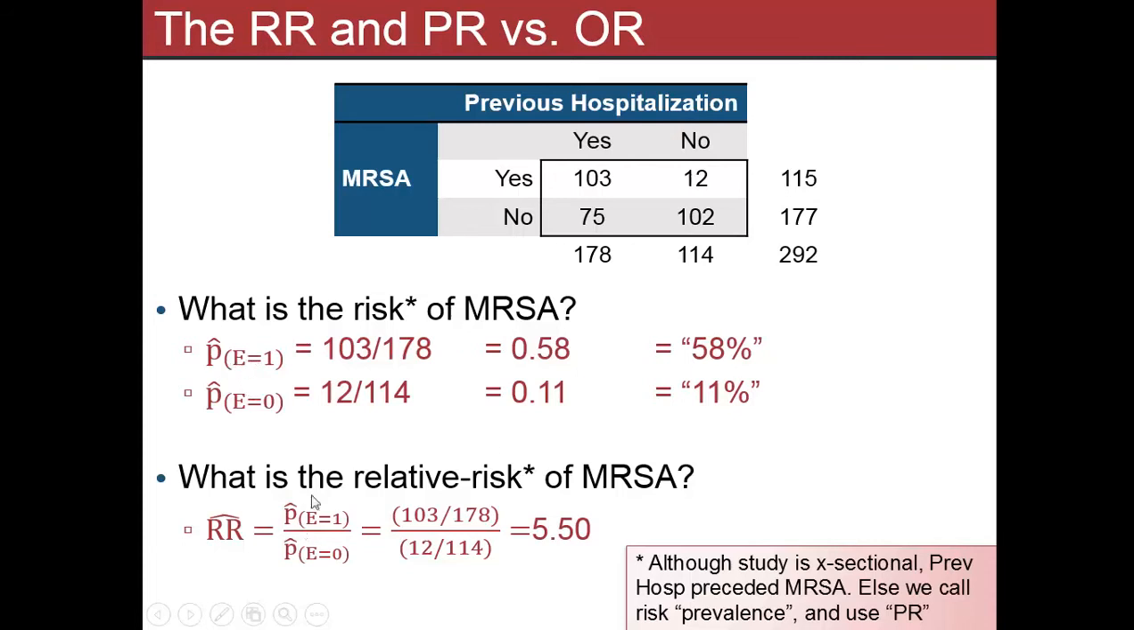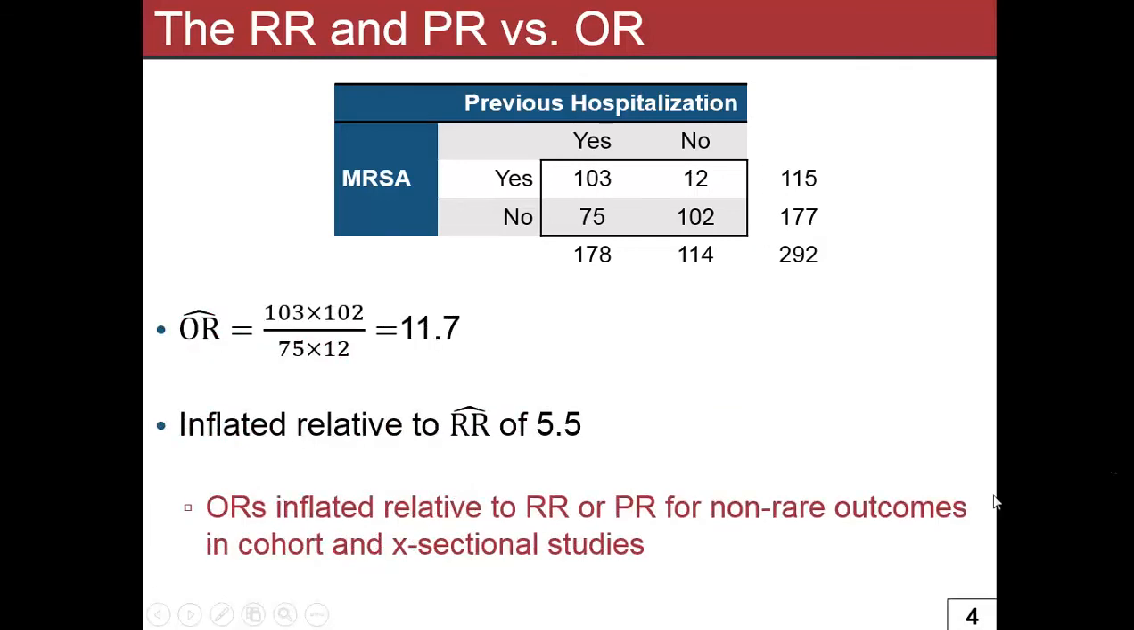And the risk ratio is the ratio of these two things: the probability of the disease given you're exposed over the probability of the disease given you're unexposed. Okay, 5.5. Well, lo and behold, if you remember way back on day one, we said the odds ratio was 11.7. Same data, same 2x2 table, but the odds ratio is 11.7, so much, much higher than the risk ratio.